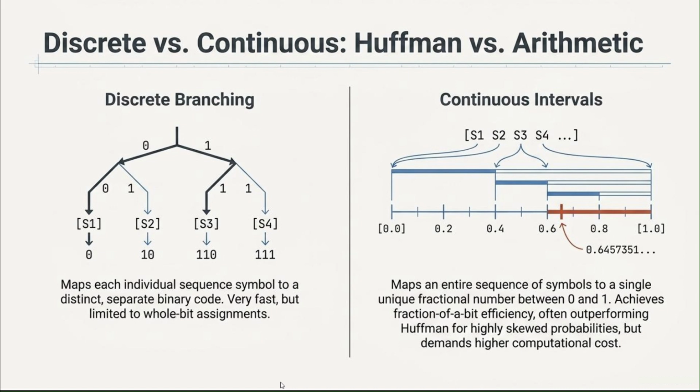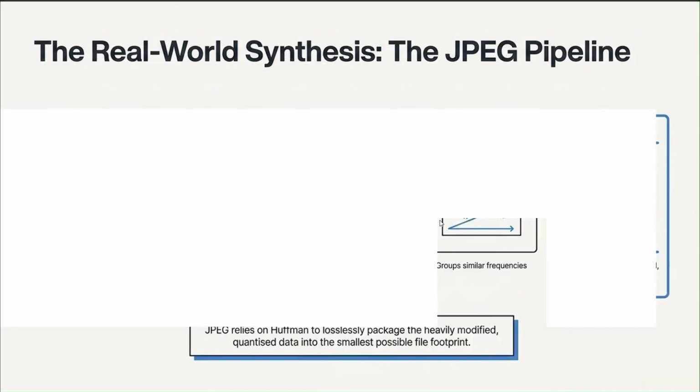Another more advanced algorithm is arithmetic encoding. Like Huffman, arithmetic coding is a lossless variable length technique. However, instead of assigning a specific binary code to each individual symbol, arithmetic coding maps an entire sequence of symbols to a single unique fractional number between 0 and 1.